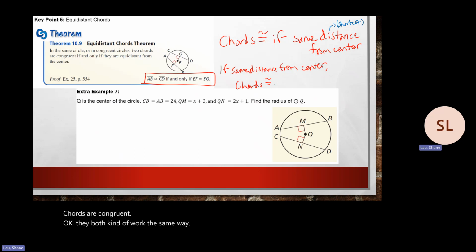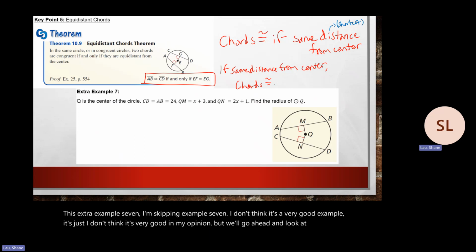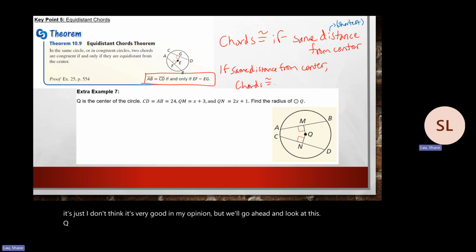And so we have this extra example 7. I'm skipping example 7. I don't think it's a very good example, in my opinion. But we'll go ahead and look at this. Q is the center of the circle. We also know that CD equals AB, which equals 24.